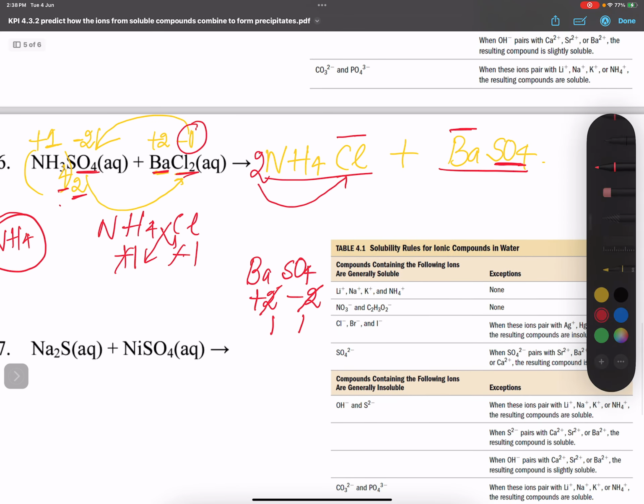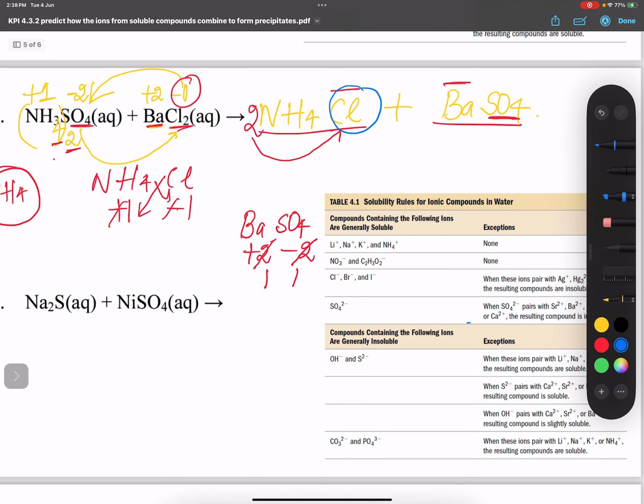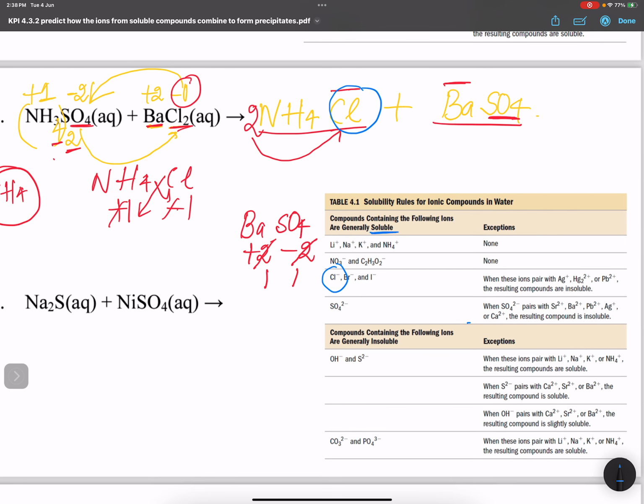Now finally predict the states. So NH4Cl. Cl is here and you can say it is soluble, and NH4 is not an exception. So this is going to be my aqueous. Then my sulfate, it's soluble but it is with barium, so it is insoluble. So it will be my precipitate, so it's going to be my solid.